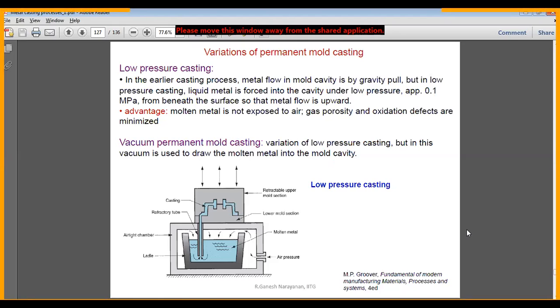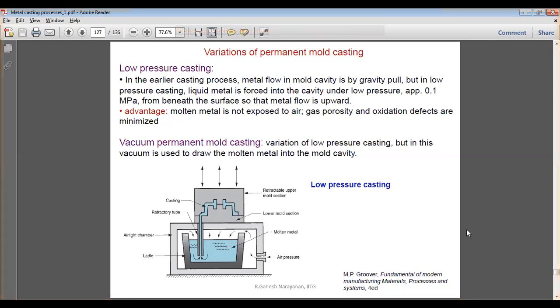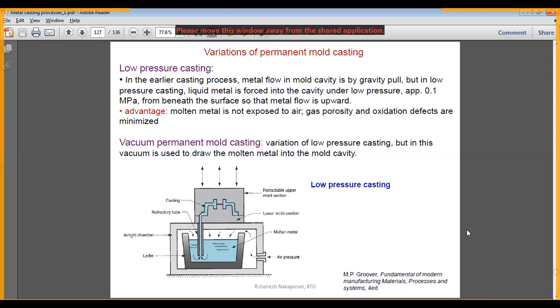Check the advantages. Since the heat transfer is through the metal, porosity and oxidation defects are minimized. They are not completely removed, but they are minimized. A disadvantage of permanent mold casting is that it is costly, the operation cost is higher, and only simple and small products can be made by permanent mold casting.